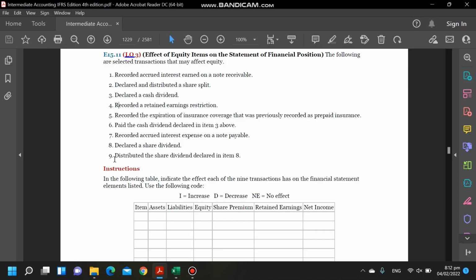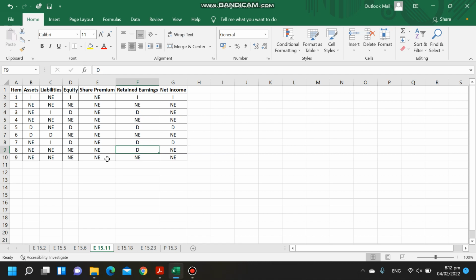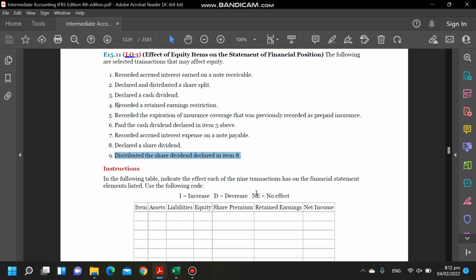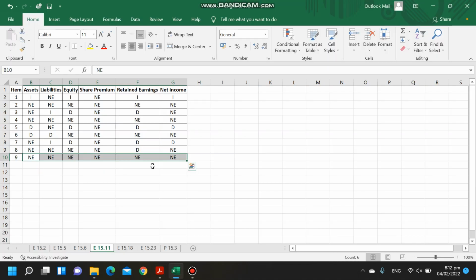And then the last one, distributed the share dividend declared in item 8. Because we distribute the shares already, you will debit ordinary share dividend distributable, credit share capital ordinary. Because that journal entry item is not in the table, for all of it there will be no effect.